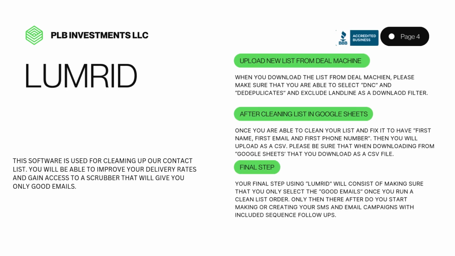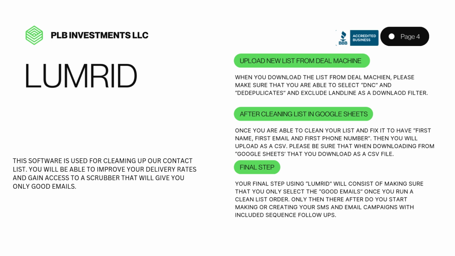Next is Lumrid. This software is used for cleaning up your contact list. You'll be able to improve your delivery rates and gain access to a scrubber that will give you only good emails. This improves your bounce rates and keeps them practically down to zero. You want to try to improve your delivery rate by making sure you have good emails, because if you have bad emails, then you're going to have a bad bounce rate and your email is eventually going to get shut down. You don't want to have to go through that.